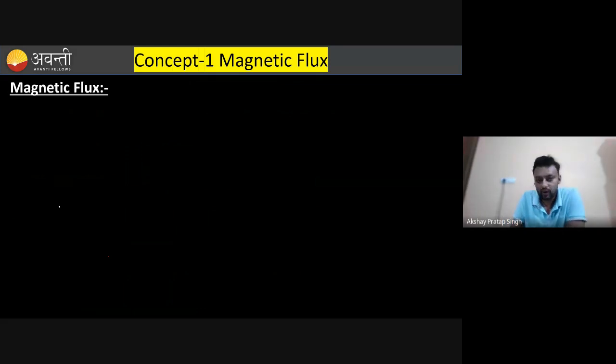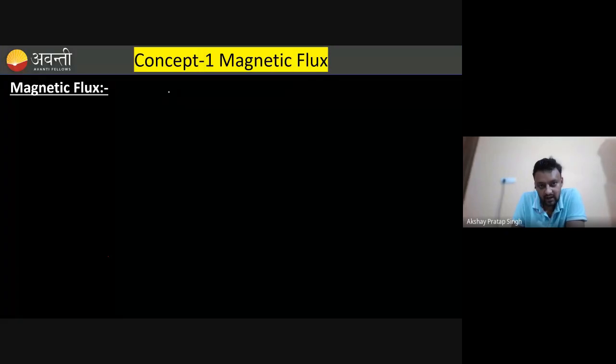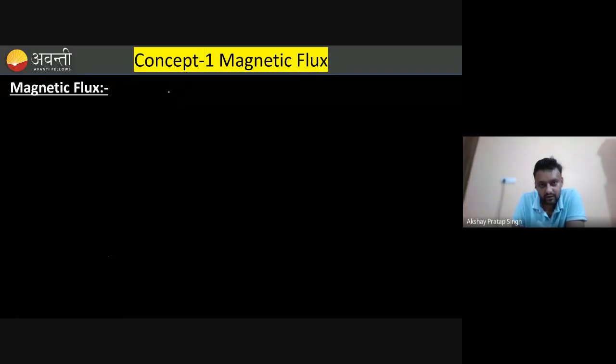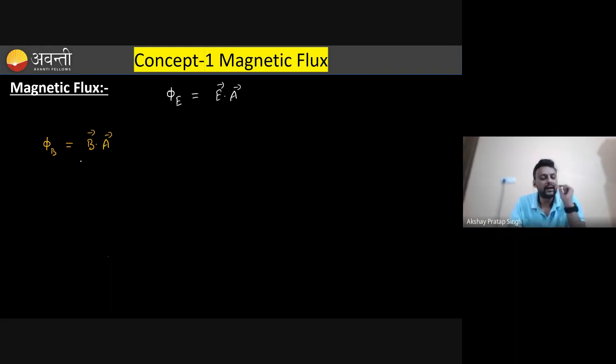So if I recall the formula for electric flux, what was electric flux? This is denoted by phi, and E I am using as a subscript here, for electric flux was E dot A. I hope you remember. Now, in the same way, if I talk about magnetic flux, it will be denoted by phi, B is the subscript, and it will be B dot A, where B is the magnetic field, A is the area vector.